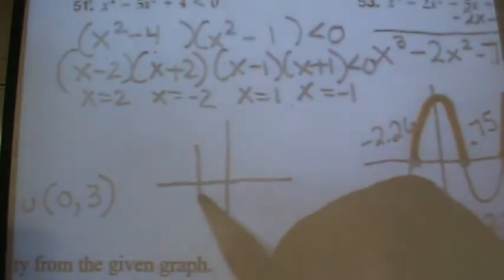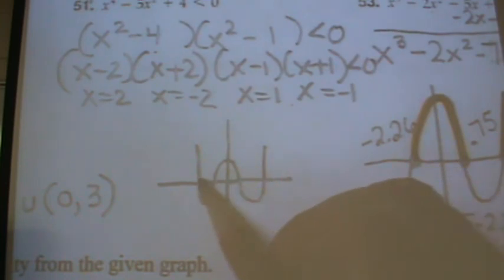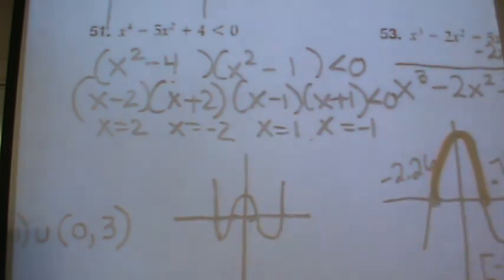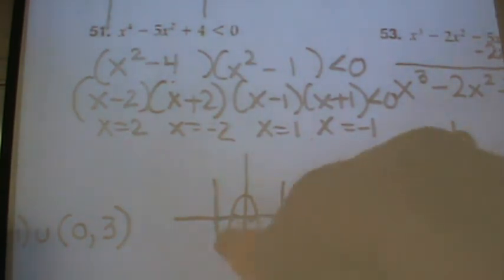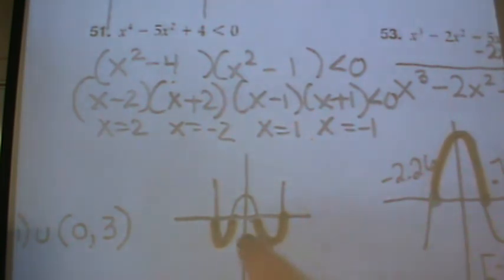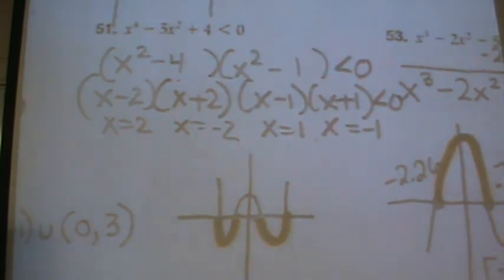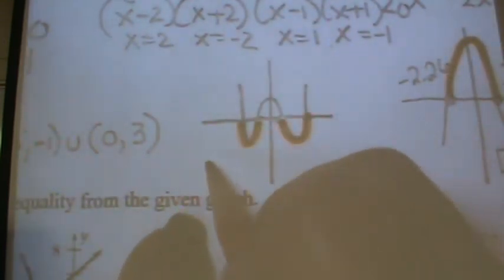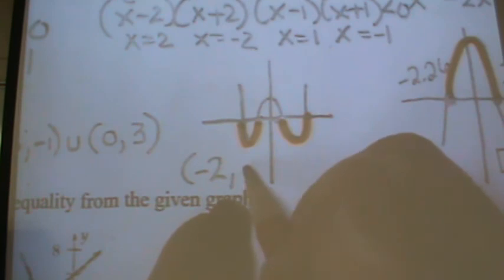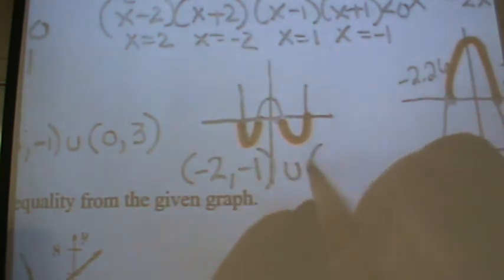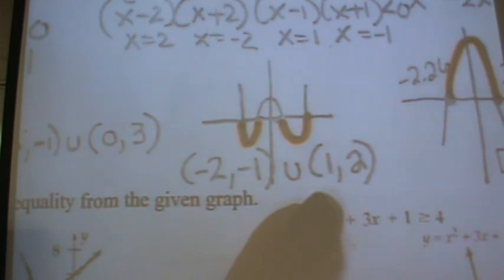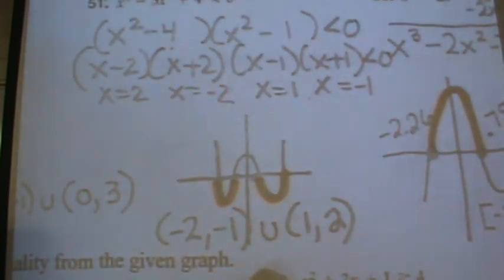I'm going to draw the picture here. You can see what I'm doing. So these are your zeros, and I want the part that's less than 0. So it's this piece right here and this piece right here. And we're not including the 2, the negative 2, the 1, and the negative 1. So the answer in interval notation would be parenthesis, negative 2, comma, negative 1, parenthesis, and 1 to 2. No brackets because there's no bar there.